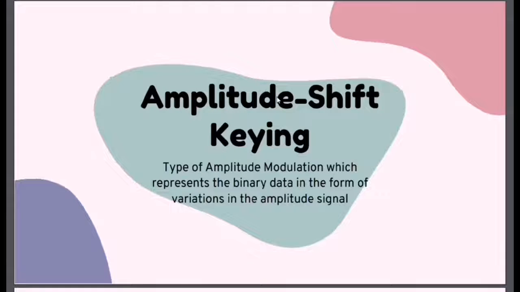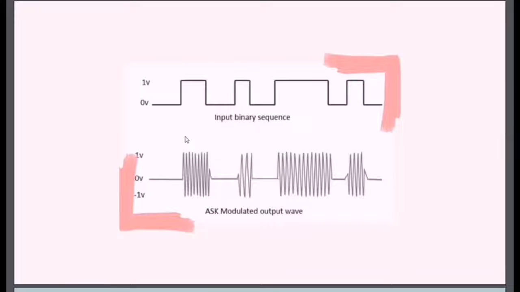Amplitude shift keying is a type of amplitude modulation which represents the binary data in the form of variation in the amplitude of the signal. Any modulated signal has a high frequency carrier. The binary signal, when ASK modulated, gives a zero value for low input, while it gives the carrier output for high input. The following figure represents the ASK modulated waveform along with its input.